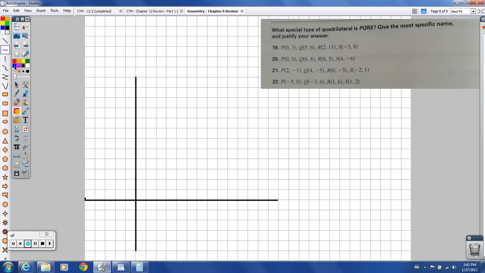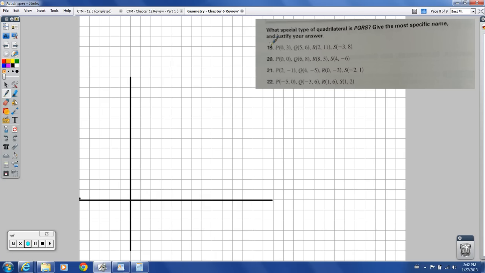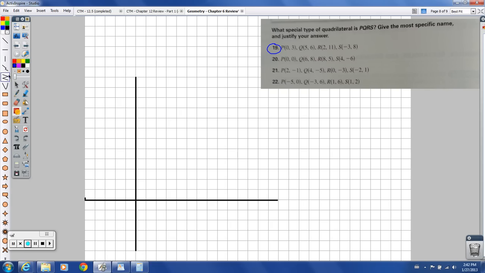Then I'll do this first one in, why don't I go with blue for this first one. So number 19 I'm going to do in blue, and see what I got here. So what kind of special type of quadrilateral is PQRS? So I'm going to connect the dots here.